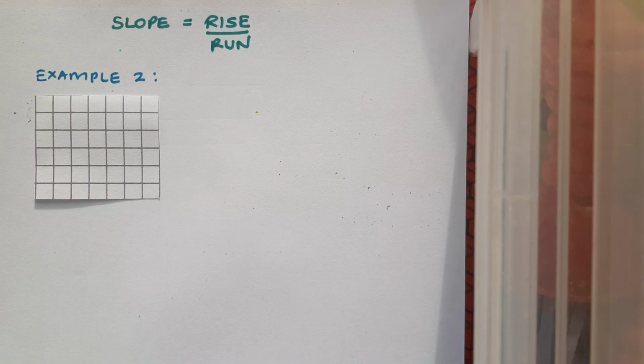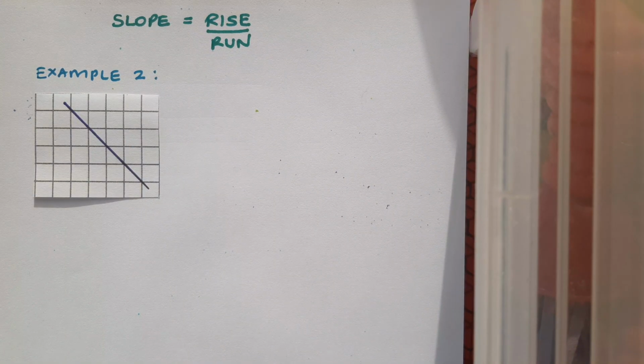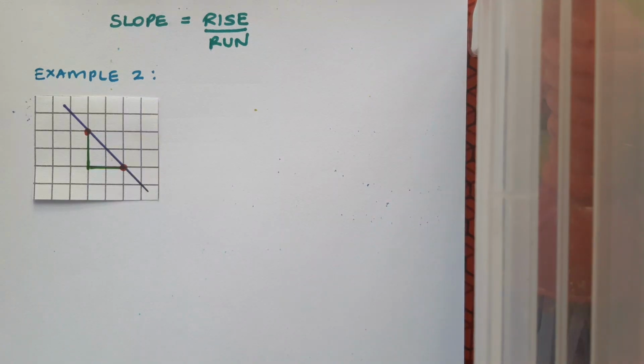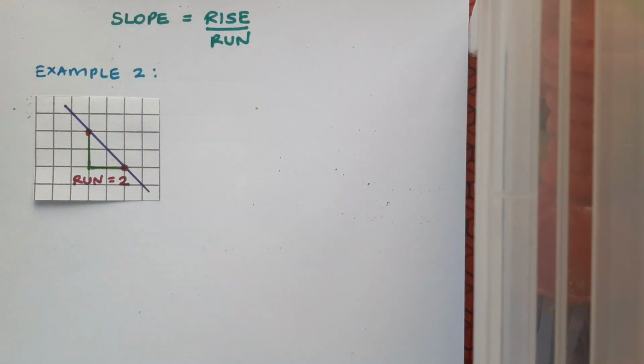Right, let's look at a second example. So here we have our line. Again, I'm going to mark 2 points on my line that are at the vertices of the grid. Any 2 will do as long as I'm sure they're passing right through the corners of the boxes. And then I'll draw in my triangle and I'll mark in rise and run. So this time run is 2.